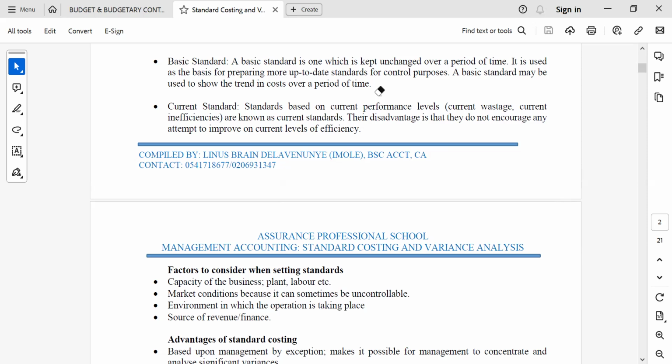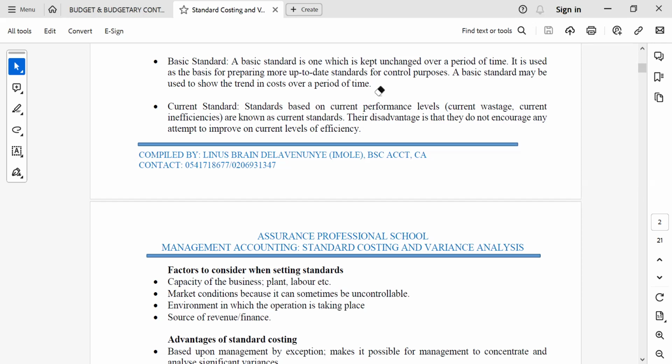If you are selling pork, which part of the regions don't take pork? Northern region, or within Muslim Islamic communities. Okay. So if you are selling pork within an Islamic community, what target are you going to be setting for yourself? What standard are you going to be setting for yourself for the day?